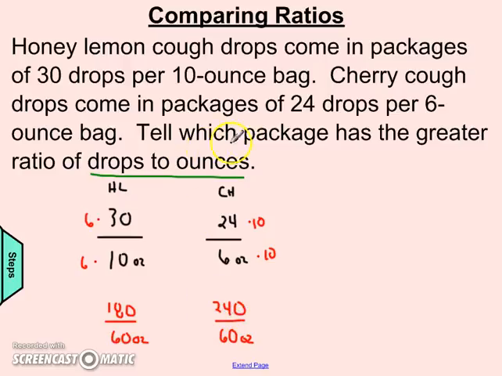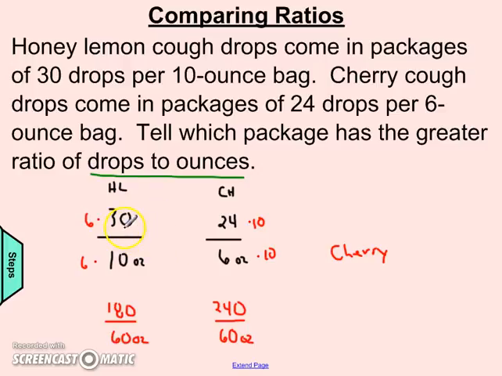Okay, so the question: tell which package has the greater ratio of drops to ounces. Well, I have 240 to my 60 here. I only have 180 to my 60 here. Cherry has the higher ratio of drops to ounces, and that's if I use common denominators to compare my values.